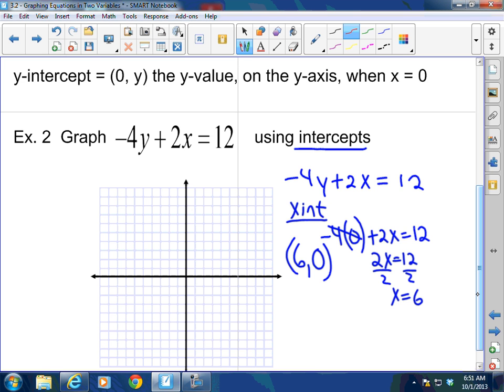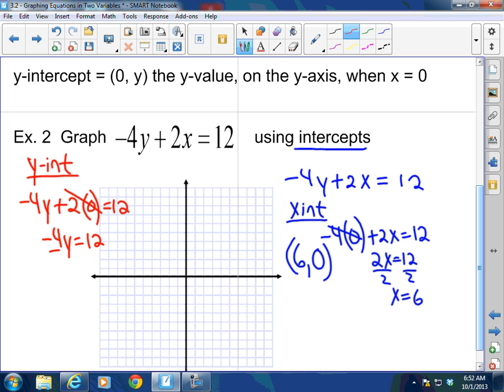Let's go ahead now in red over here on the left side. Let's do the y-intercept. The y-intercept is the y value on the y-axis when x is 0. So I have negative 4y plus 2 times 0 equals 12. 2 times 0 is 0. So I have negative 4y equals 12. Divide by negative 4. y equals negative 3. So my y-intercept is (0, negative 3). It's the y value on the y-axis when x is 0.